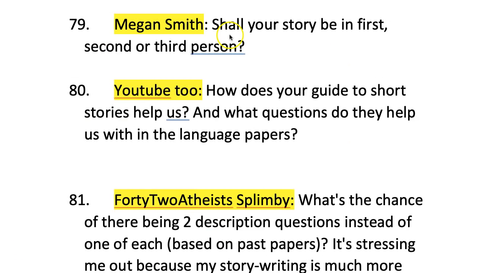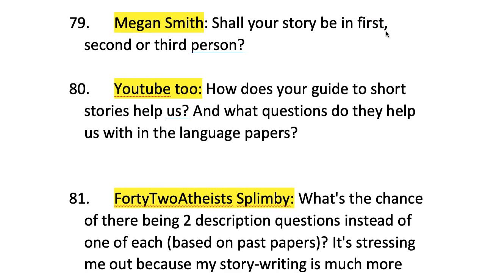Megan Smith asks, shall your story be in first, second or third person? And the short answer is yes, you can do all of those, whichever one you prefer. If you're super adventurous, the most unusual is to do it in the second person. The danger of doing it in the first person is that you will end up writing in the voice of a 16-year-old teenager, which is unlikely to be in the vocabulary and the style of sentences that will impress an examiner who's got a university degree in English. So pick the one you can show off your skills best in is the best way to answer that question. And whichever one that is, do it.